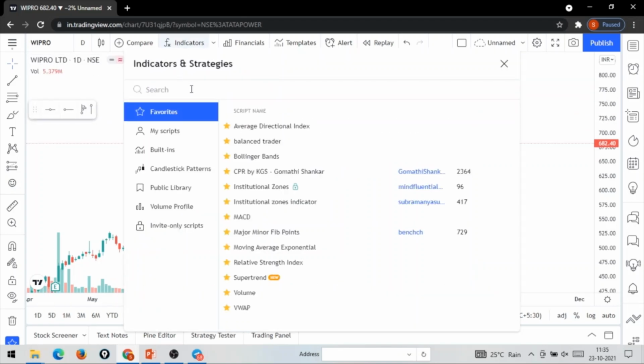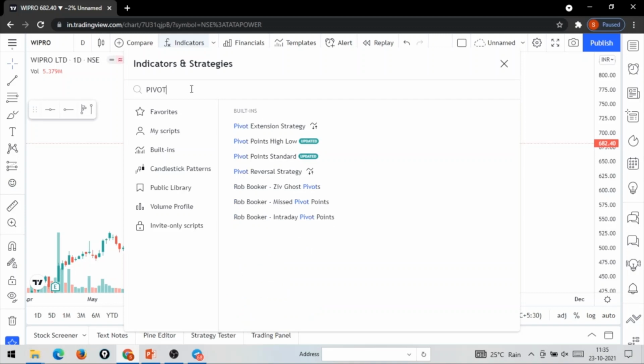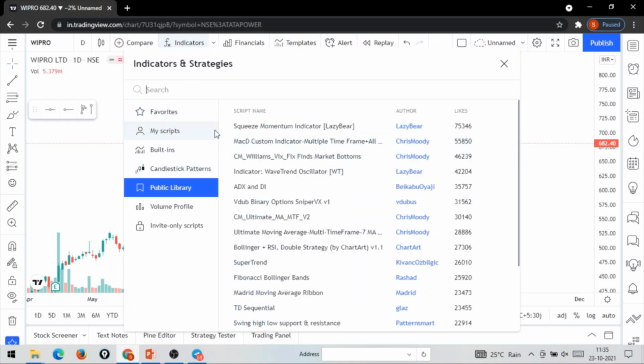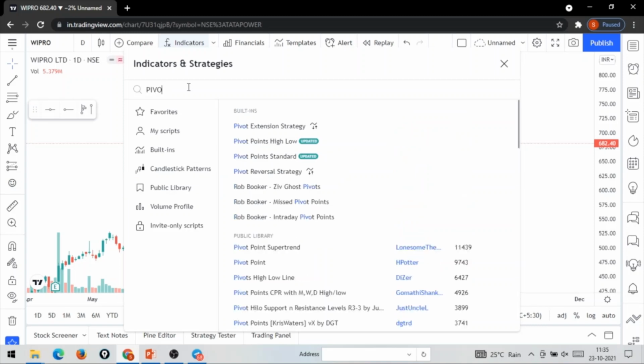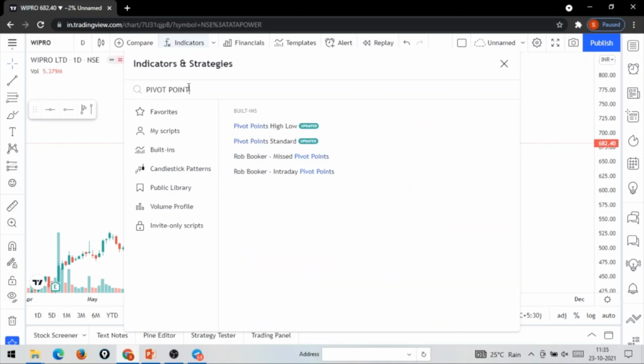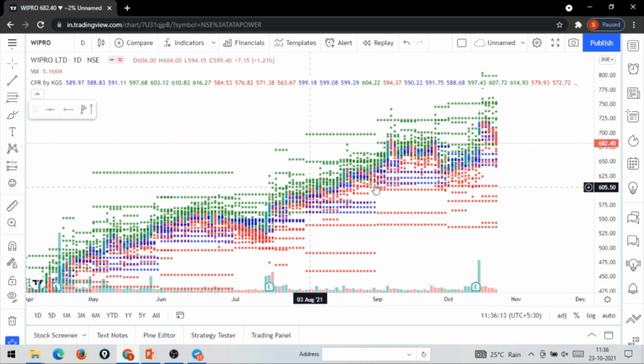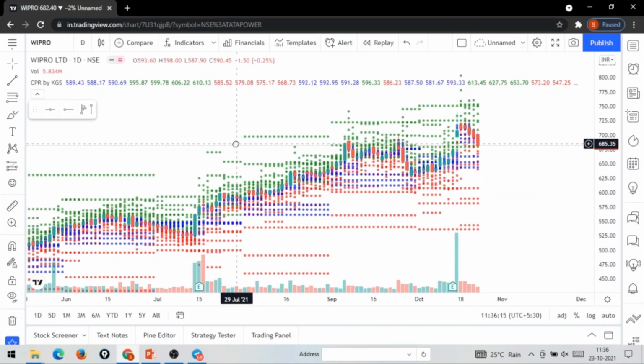In indicators you have to type pivot points. In this you go to the public library and search pivot points. You see this Pivot Point CPR with month, week, daily, high, low by Gomati Shankar. Around 4,926 people are using this. You click on this and you find this type of interface. So what to do next?